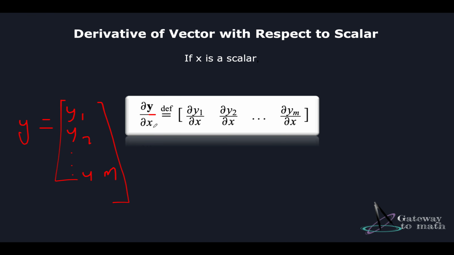Step second, we have a scalar value x in the denominator. So the scalar value at any point in time will just be one single value. So we'll only have one single row in the final output. So the final matrix or vector should look something like this: del bold letter y upon del x equals del y1 upon del x, del y2 upon del x, until del ym upon del x is obtained.